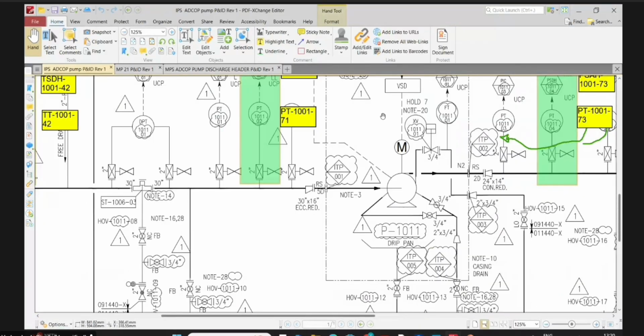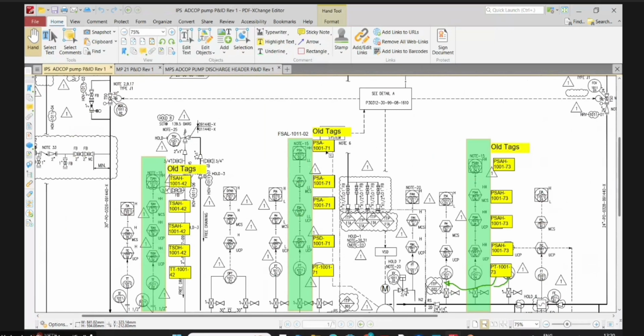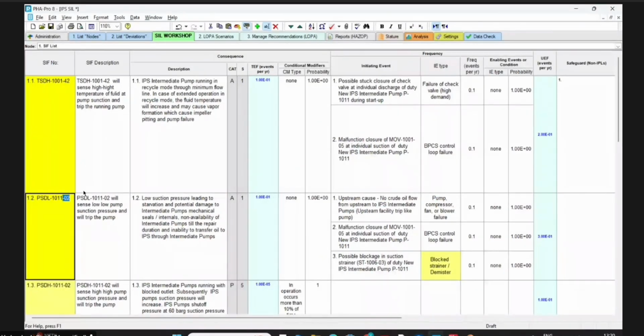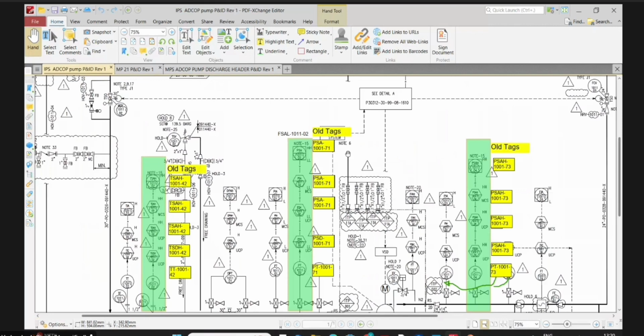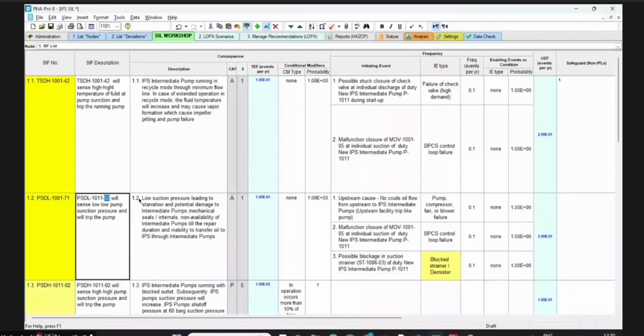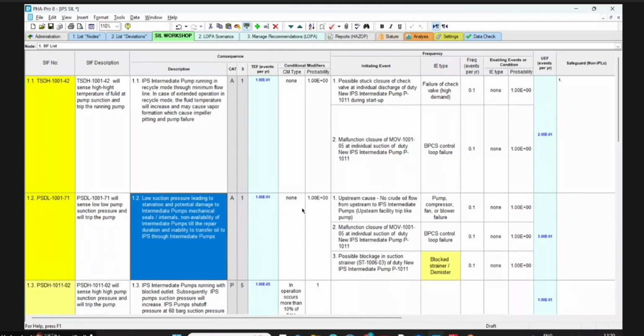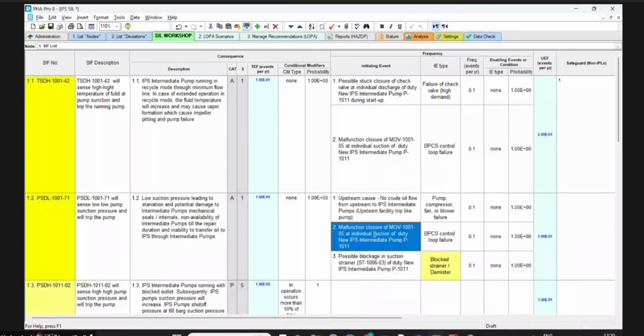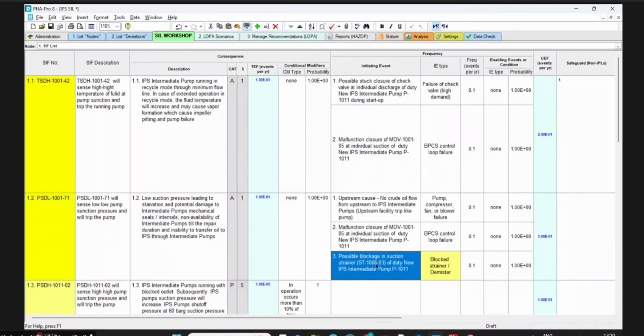This is PSDL, right? 1000171. Correct? Yes. 1000171. Correct. So this is 1000171. 71 will change the lower pressure. This is correct. Upstream intermediate MOV number is what? And this is 5, correct. Standard number 03, correct. This is okay.